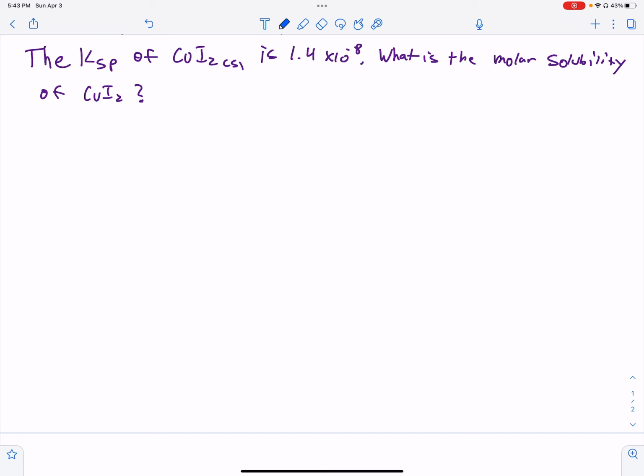dissociation of the salt. So that's what I'm going to do. So I have CuI2 solid, and that's going to break apart into copper 2 ions and, this is a little messy, copper 2 ions and 2 iodide ions. From there, I make the ice table.